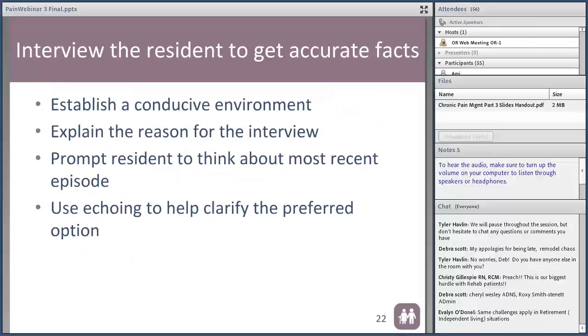So what we need to do, whether it be for the MDS pain interview or prior to, is establish a conducive environment. We need to explain the reason for the interview to the resident so they clearly understand. Prompt that resident to think about the most recent episode. And we can use echo to help clarify the preferred options. But again, we need to start this process from day 1. These are the instructions given for doing the MDS interview, but we really need to start this process from day 1.